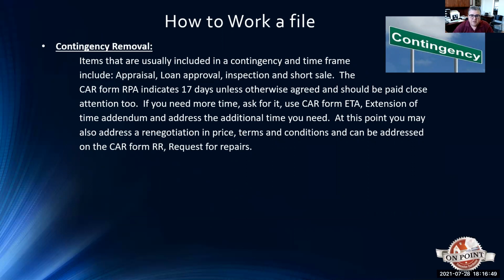Items that are usually included in a contingency and time frame include appraisal, loan approval, inspection, and short sale. The CAR form RPA indicates 17 days unless otherwise agreed and should be paid close attention to. If you need more time, ask for it. Use CAR form ETA, the extension of time addendum, and address the additional time you need. At this point, you may also address a renegotiation of price, terms and conditions, which can be addressed on the CAR form RR, or request for repairs.